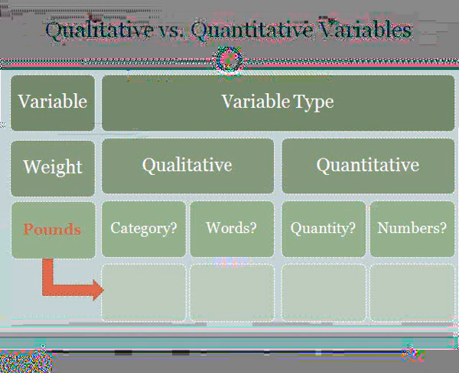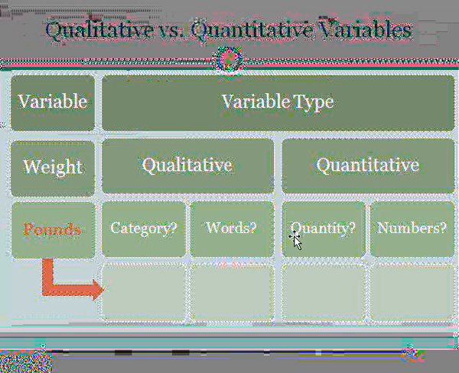For example, the variable weight described in pounds could be a qualitative or quantitative variable. It is a variable because it describes an attribute of something, and the value can vary. If it's a qualitative variable, it will be a category described with words. If it's a quantitative variable, it will be a quantity described in numbers. In this case, pounds defines a quantity. It's described in numbers, so this is a quantitative variable.